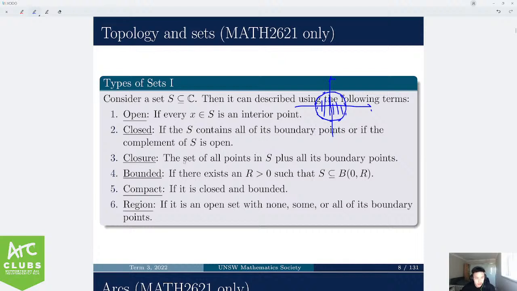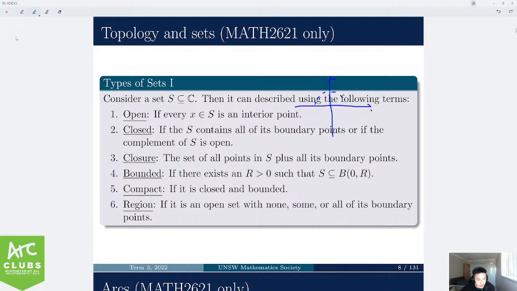Okay. The closure of a set, again, is just the set plus all of its boundaries, as we did in the previous case. And number 4, a set is going to be bounded if we can fit the entire set inside another bigger ball. So notice this set here, we can fit it inside a bigger ball, and hence it's going to be bounded. It's compact if it's closed and bounded.